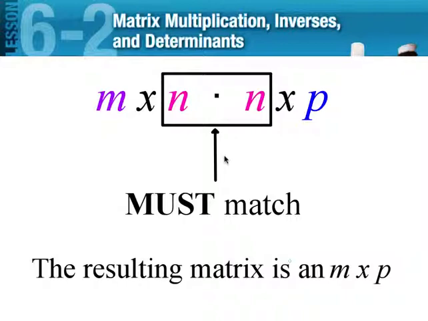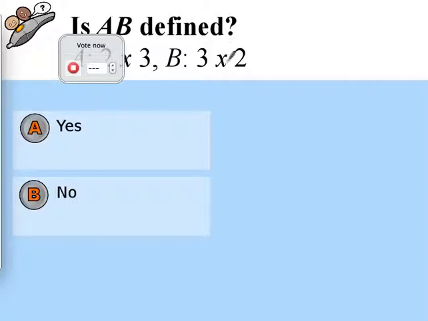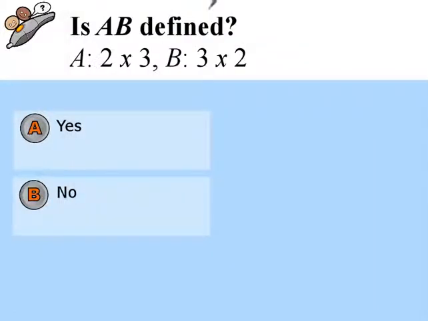So with that in mind, we'll see how well you remember. Is A times B defined? And so notice I've already given you the dimensions of A and the dimensions of B. So is that defined based on what I told you? Yes or no? So go ahead and type in your answer. Let's see how you did. Yes, nice job. What will your resulting matrix be? A 2 by 2. Great, good job.